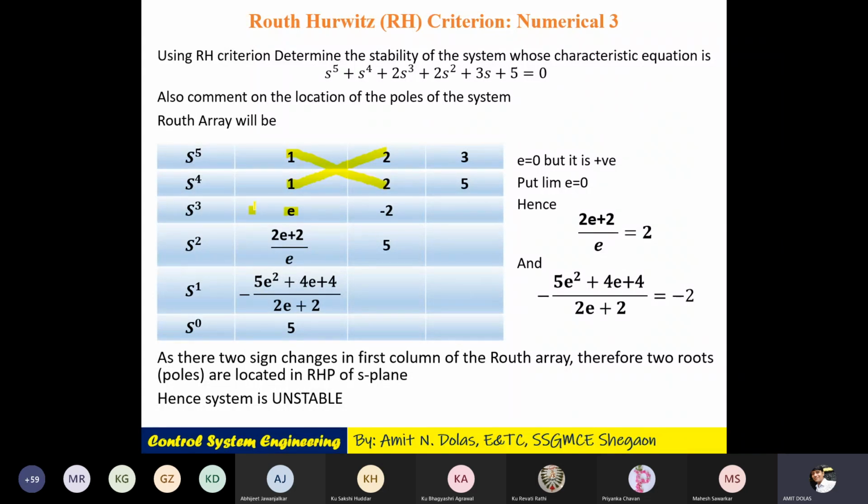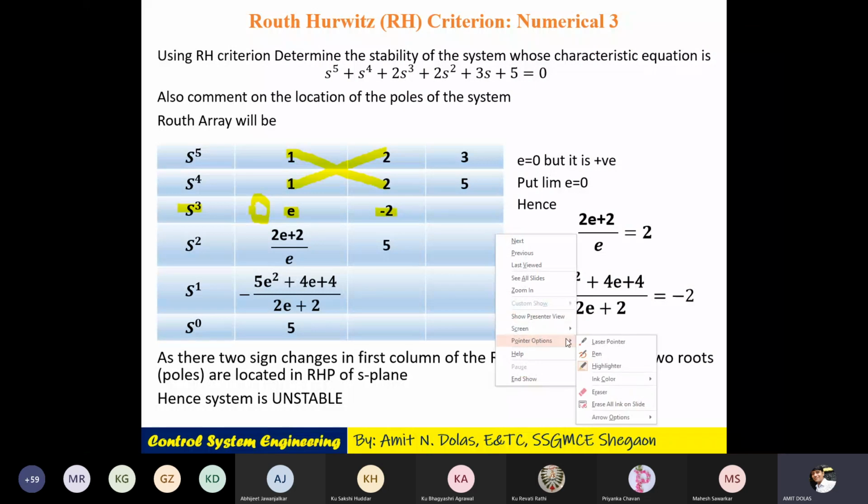So 2 minus 2 will be 0. So there is 0 coming here in the first element of the s to the power 3 row. Therefore, here we replace 0 with epsilon, which is of course positive, we assume, and it is near to 0, very, very small. Later on, I'm interested in this element.